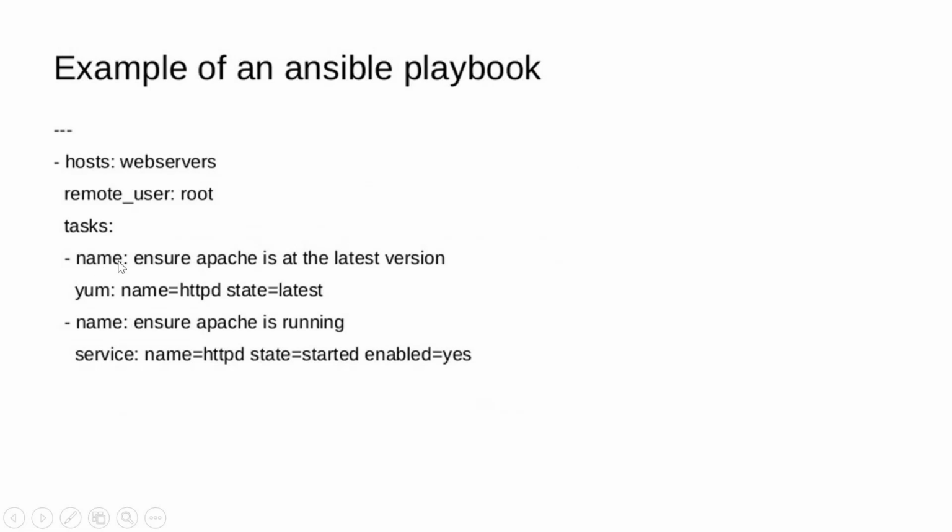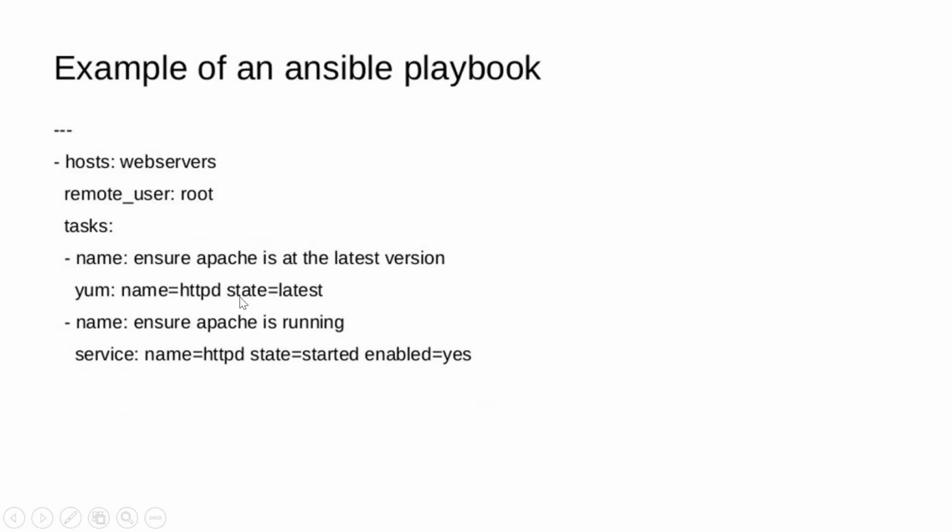So under the tasks section, name colon. This name is different. It is used for giving information about what the commands below are going to do. For that purpose, you use the keyword hyphen space name colon, ensure Apache is at the latest version. This is something you can write. It's a comment section. You can write whatever you want, but the original command is yum, which is a module. Module colon, name equal to httpd, state equal to latest, I'm saying.